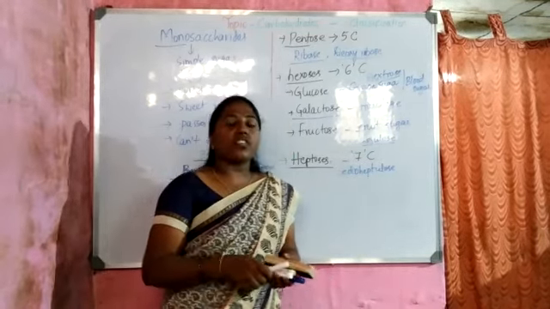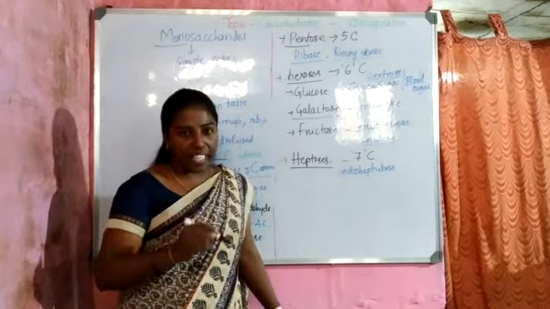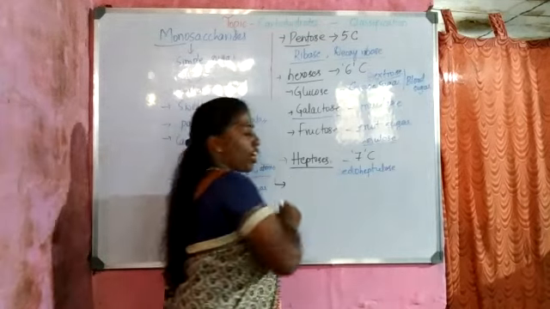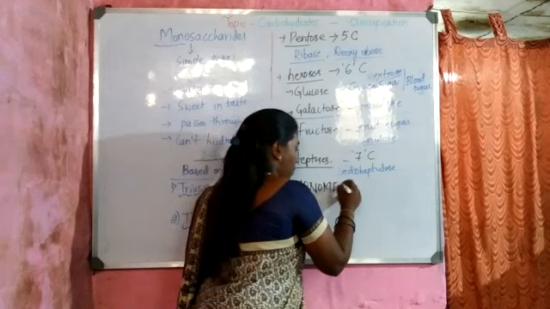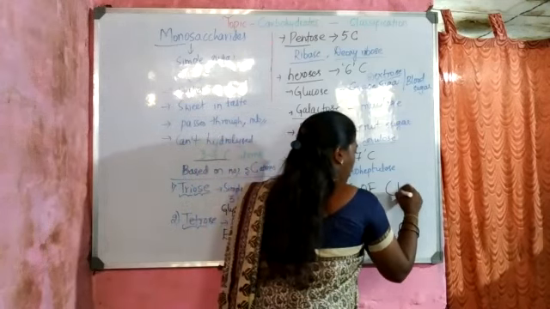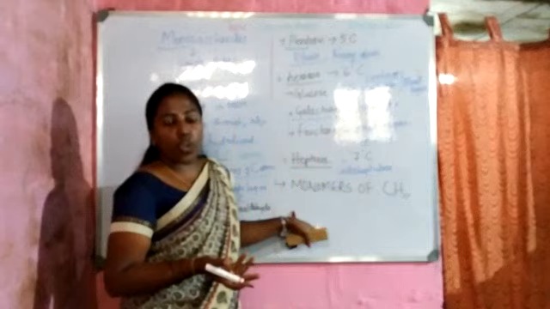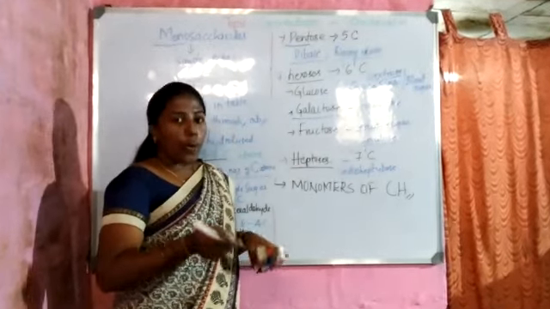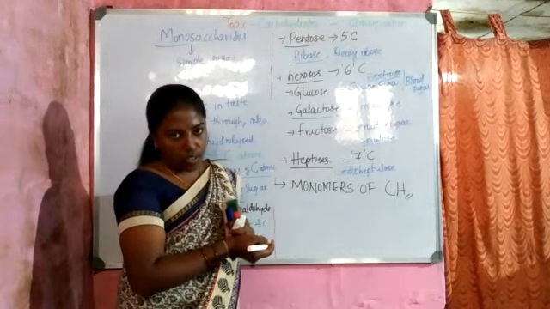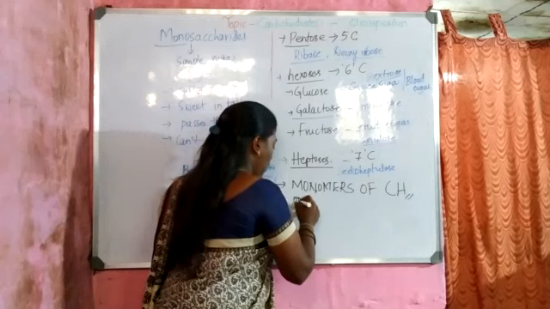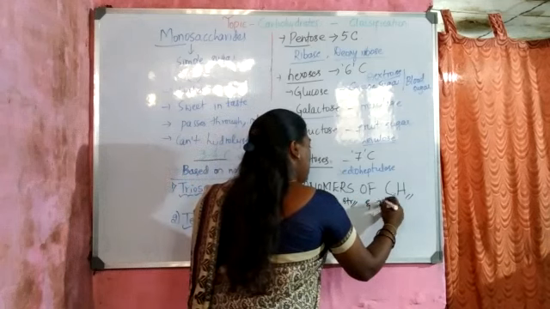These monosaccharides are also called the monomers of carbohydrates. Okay, so the monosaccharides are also called what? Monomers of carbohydrates. Next, when you see the structure of monosaccharides, they can have an open chain structure or a ring structure.